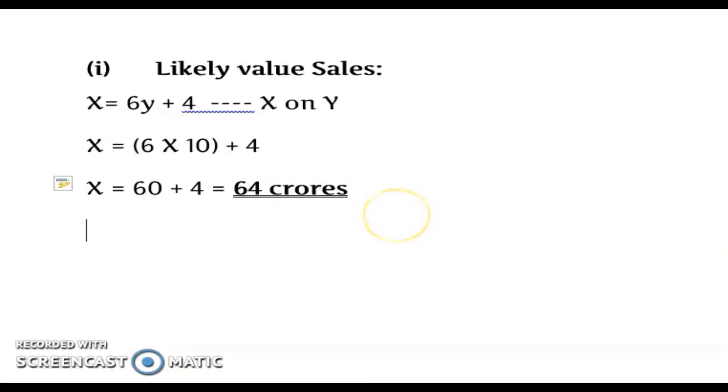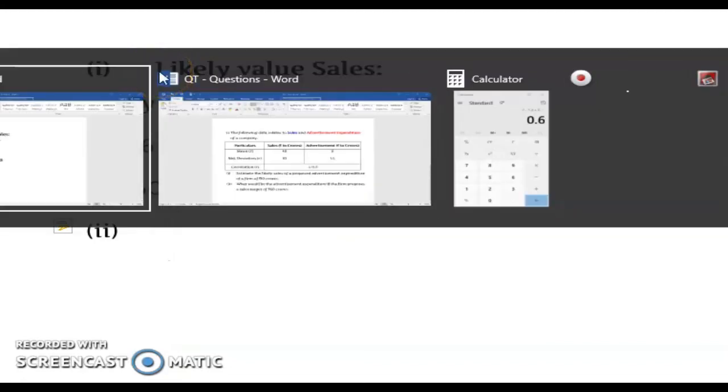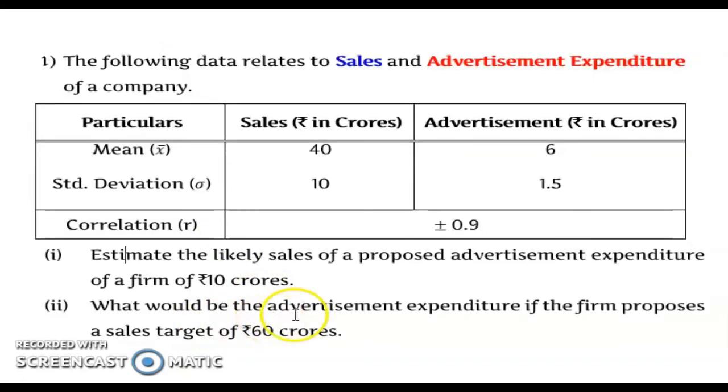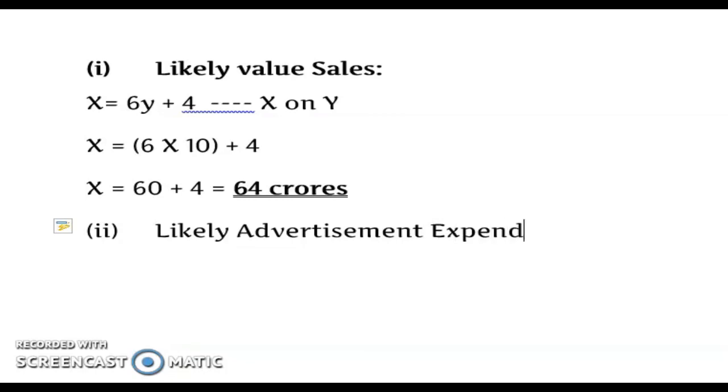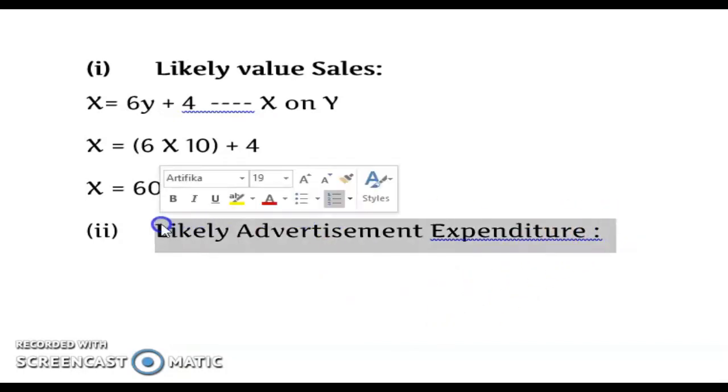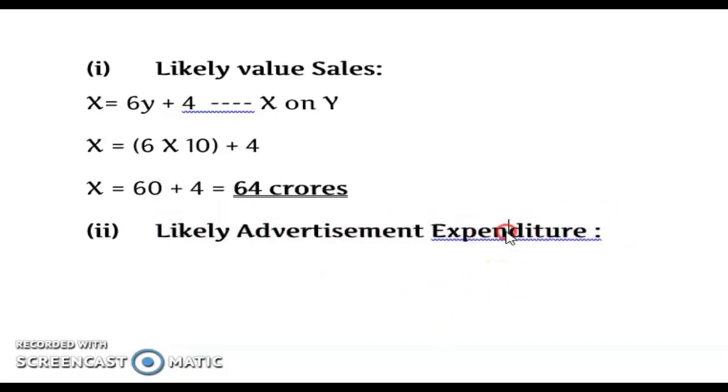Similarly, we need to find the answer for the second question. So which is our second question? Let's see what we need to find out: what would be the advertisement expenditure? We need to find the likely advertisement expenditure here. So we'll do that now.